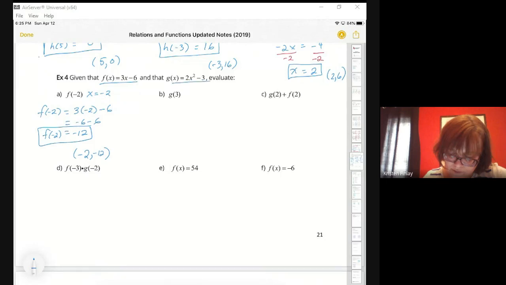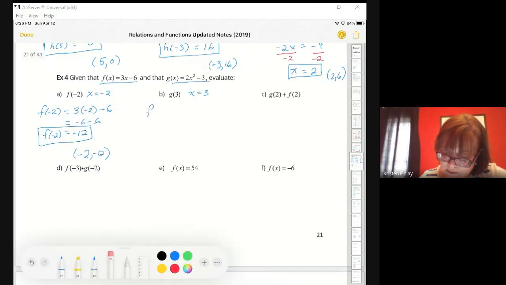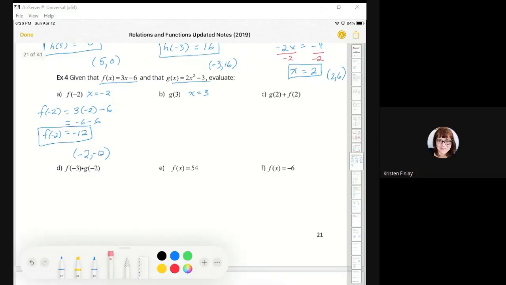Then I can do g of 3. Now we're using a different function. It's a different function. It's g of x. So we have to make sure we're using the right one. So for here, x equals 3. So, oops, look, Mrs. Finley made a mistake. So let's see what happens.